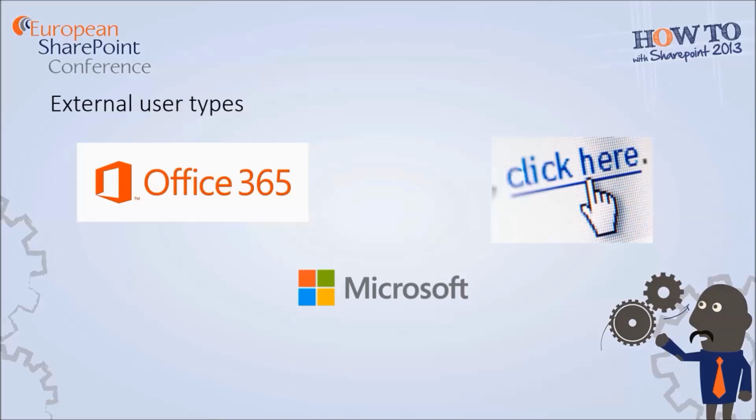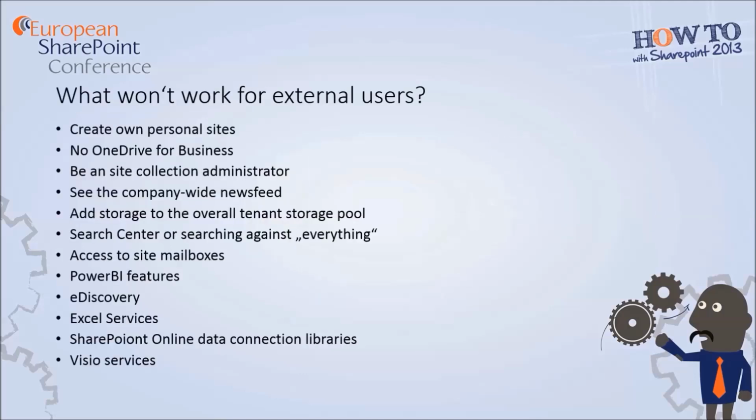Now, of course, not everything that works for a full-fledged Office 365 user in your tenant will work for external users. The reasons for this have partially technical and infrastructural background and partially licensing background. Let's see what kind of things won't work for external users. External users won't be able to create their own personal sites, edit their profile, change their photo, or see aggregated tasks. External users don't get their own OneDrive for Business document library. They cannot be an administrator for a site collection.